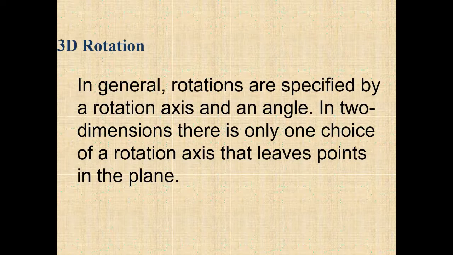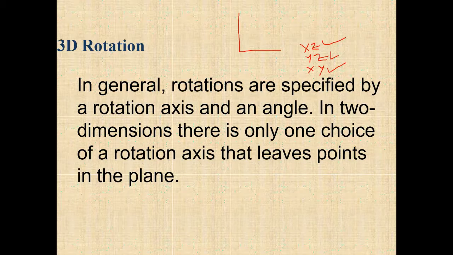So, in case of 3D rotation, general rotation is specified by a rotation axis and angle. In two dimensions, there is only one choice of rotation axis that leaves points in the plane. But in 3D transformation, we get three sets of these 2D coordinates: one is xz, another is yz, and lastly xy. For the xy coordinate, we already have the equation. Now we have to see what is going to happen in yz and xz.